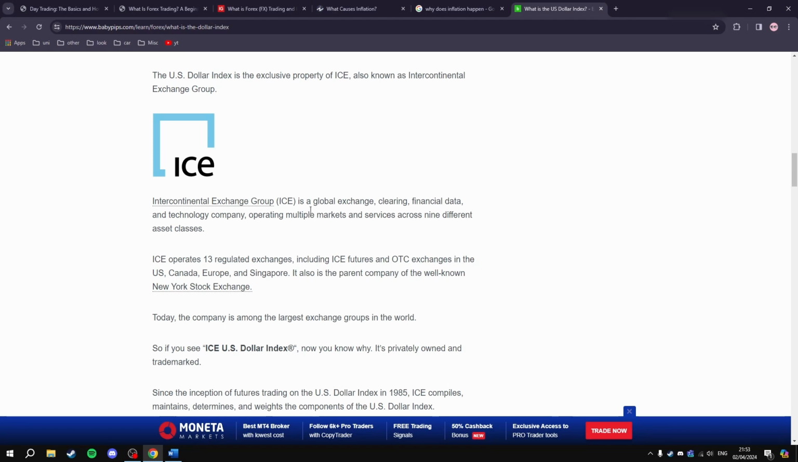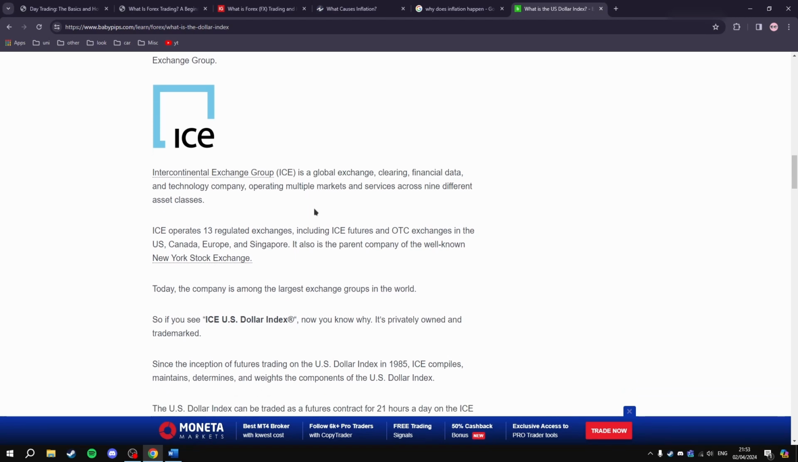ICE operates 13 regulated exchanges, including ICE futures and OTC exchanges in the US, Canada, Europe, and Singapore. It is also the parent company of the well-known New York Stock Exchange.